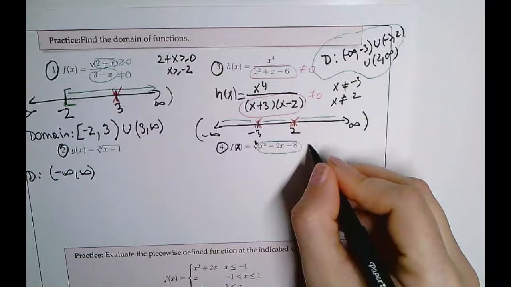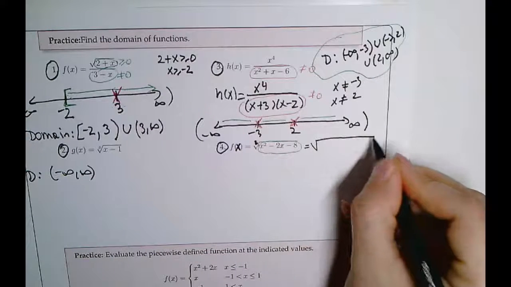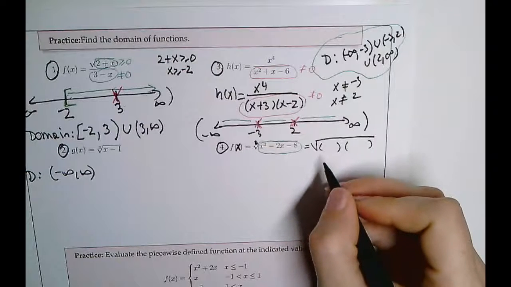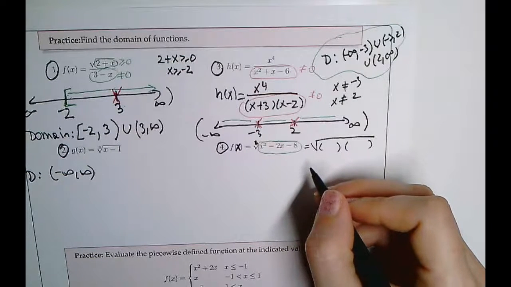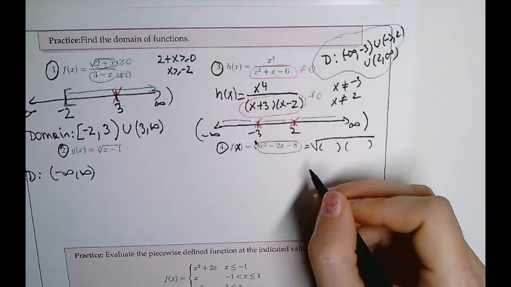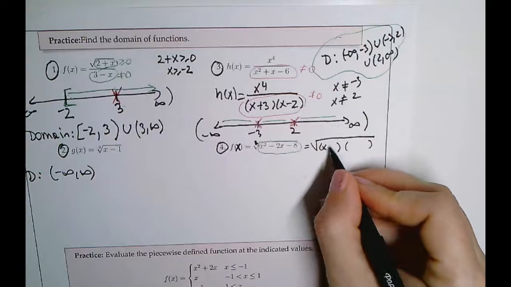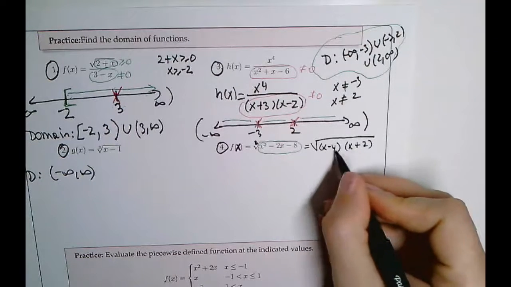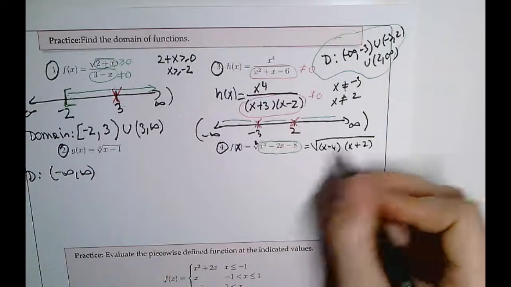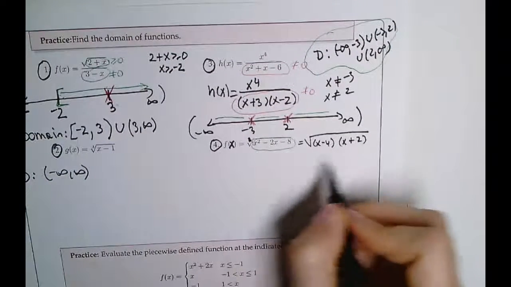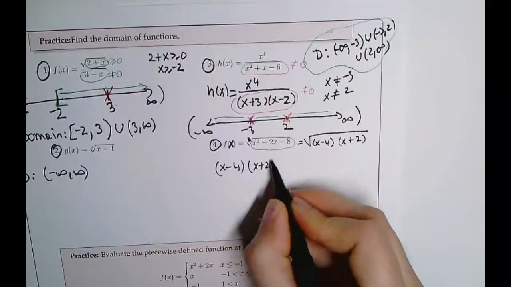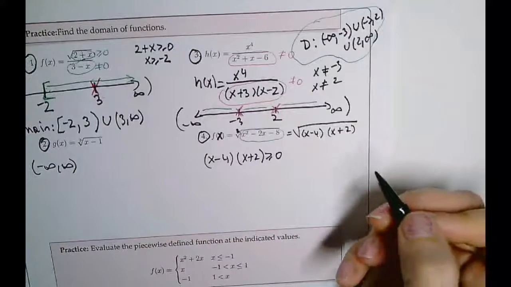So again, it will help if we factor this quantity. So what two numbers multiplied together give me negative 8, and then added give me negative 2? So it will be x minus 4, x plus 2. Negative 4 times 2 is negative 8, and negative 4 plus 2 is negative 2. Okay, so I must have that the quantity underneath the square root is greater than or equal to 0.